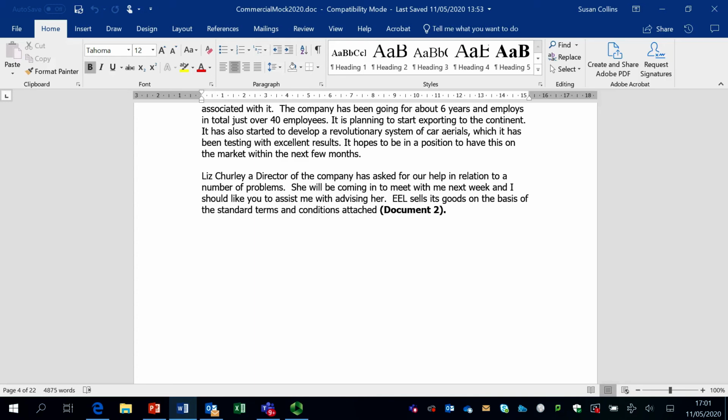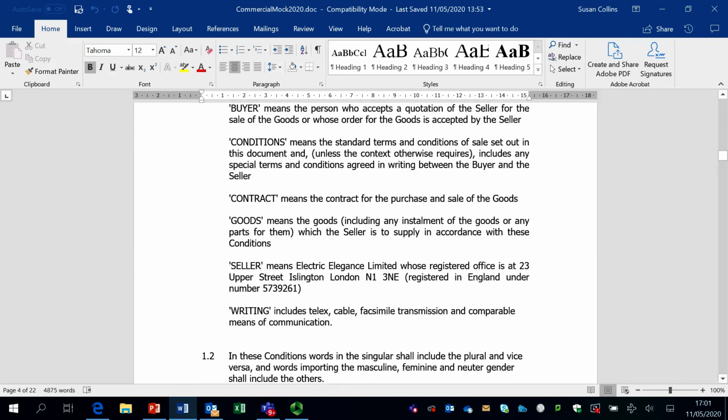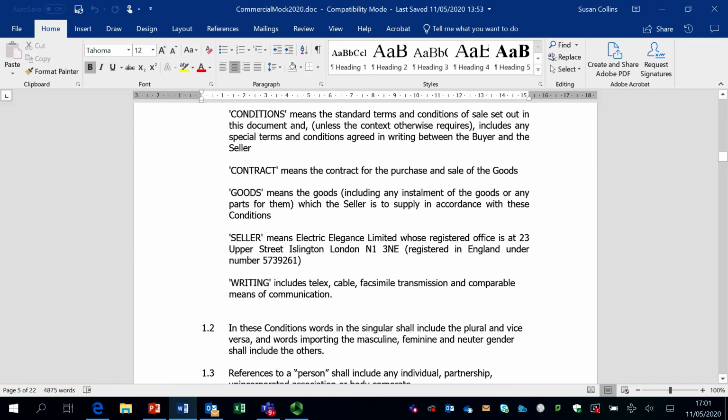If it's a long document, you will be given it in advance. As I've said, you might be given an additional shorter document or extract in the exam itself. All right, so if it's a long document, it will be in advance.